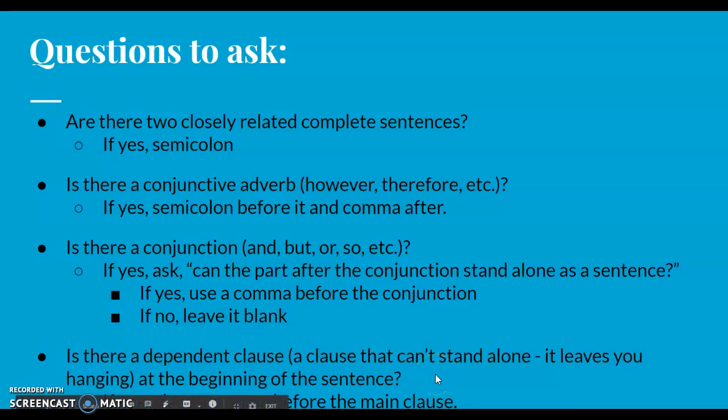Is there a dependent clause, or a clause that can't stand alone? It leaves you hanging at the beginning of the sentence. If there is, then we put a comma before the main clause. Remember, if the dependent clause comes after the independent clause, we do not need a comma.